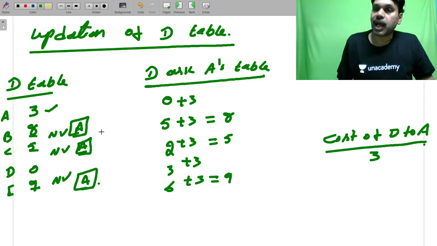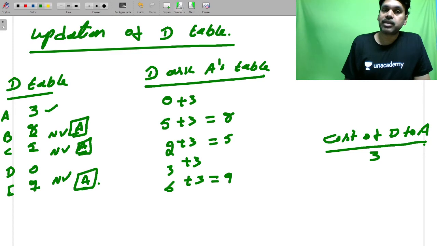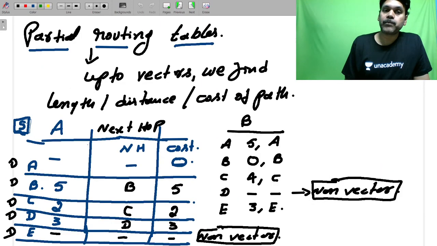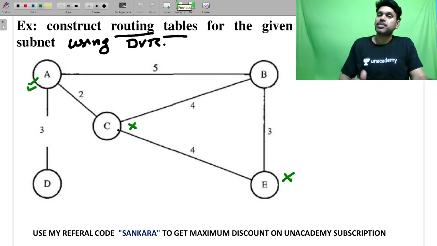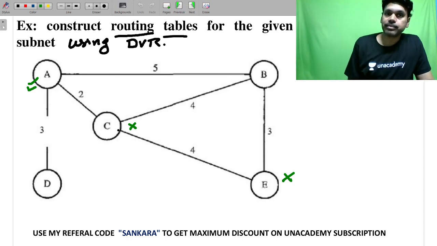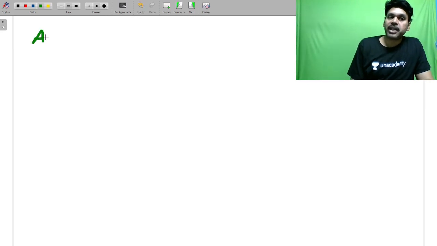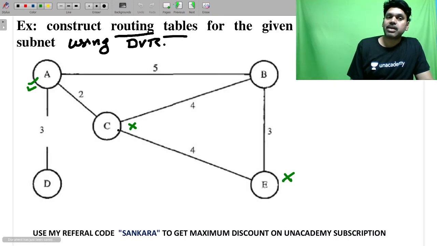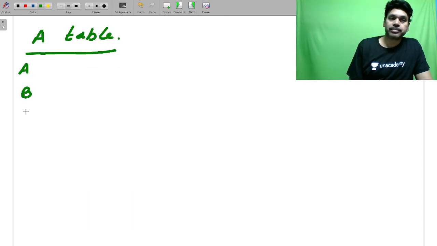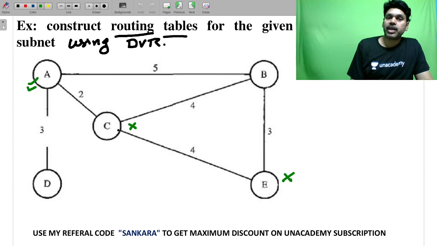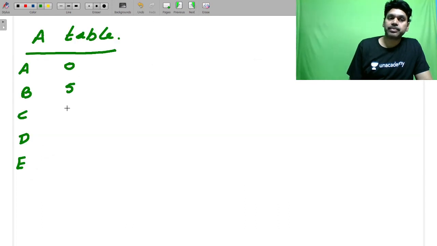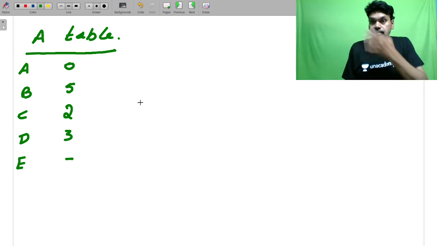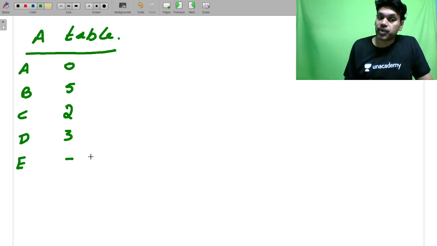So there is a shortcut. I will tell you about this. What is the shortcut? Come to our direct subnet only. So I am doing directly from here, right? So I am finding A table. First write your vectors directly. A vectors we know. A, B, C, D, E. So A to A value 0, A to B 5, A to C 2 and 3, we don't know this value, right? Now this is a partial table. We want to find a value of this.